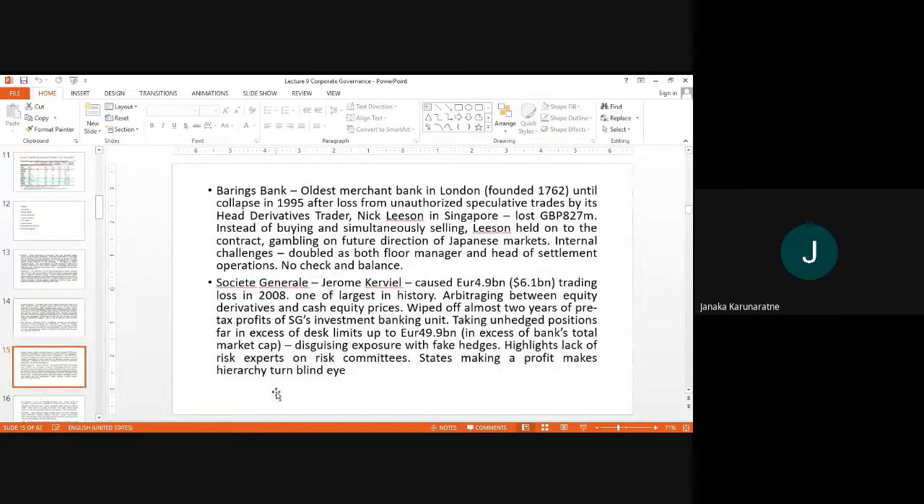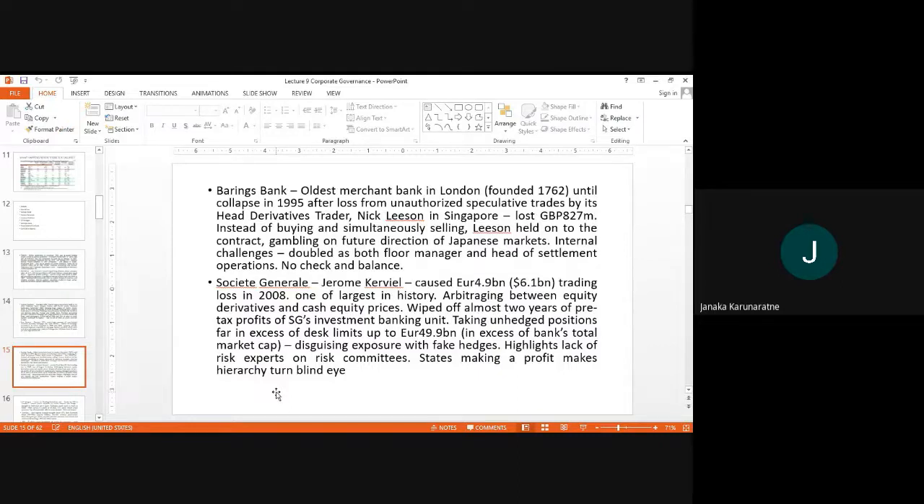Barings Bank, and this is again a famous operational risk failure. Most of you know Barings Bank in UK. Oldest merchant bank in London, as old as 1762, until its collapse in 1995. Even Queen Elizabeth II had her accounts in this particular bank before the bankruptcy. So it collapsed after loss from unauthorized speculative trades by its head of derivatives, Nick Leeson.